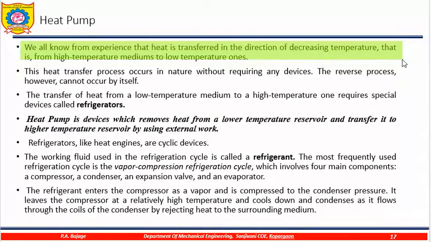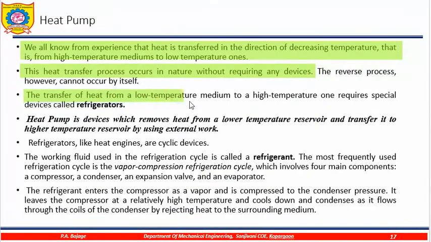But if you want to do the reverse, that is the case of a refrigerator. Heat transfer occurs in nature without requiring any device, as we discussed in the example of the coffee. Hot coffee will get cold naturally, but the transfer of heat from a lower temperature medium to a higher temperature medium requires a special device, that is called the refrigerator. The reverse process is not possible unless you give some input as work and you have a cyclic device.